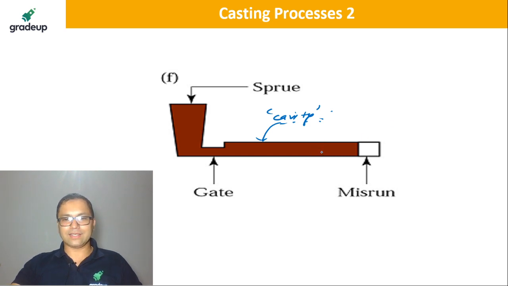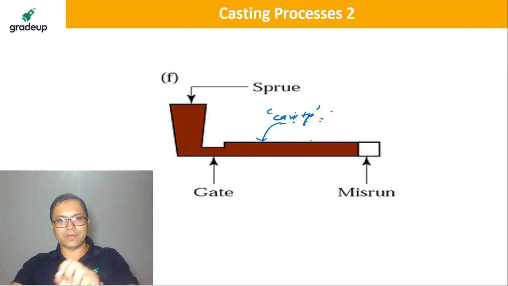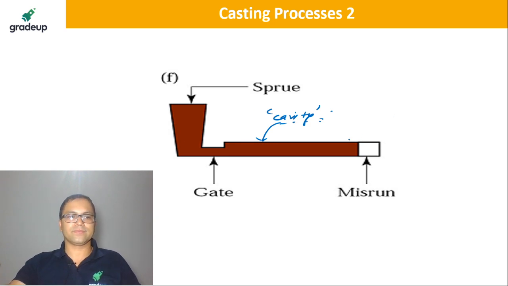Okay, Kiran Kumar says I very late. Now please tell me, why should it happen that the molten metal is not able to flow to the cavity? So this is misrun here. Are you getting this, guys?